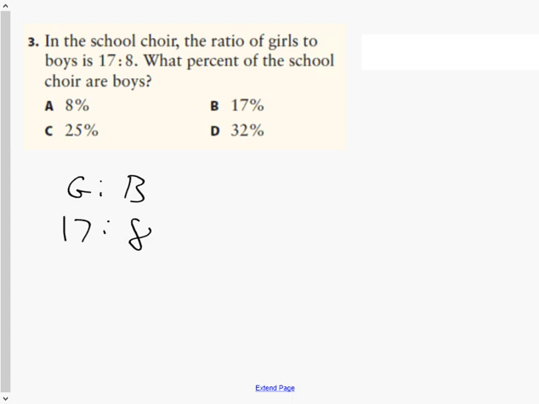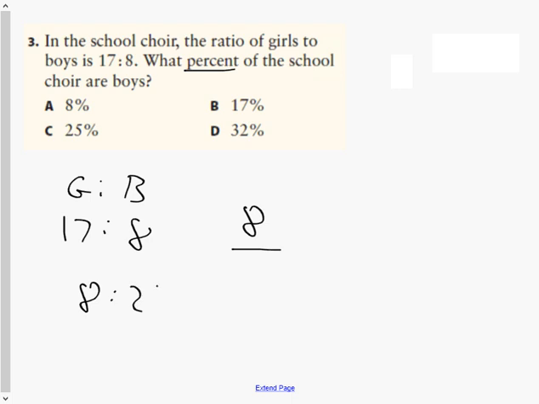It's a part-to-part ratio. And since the question is asking us what percent, those of us who are very familiar with this are going, you can't make percents from part-to-part ratios. But it says what percent of the school is boys? So there's 8 boys in the school choir, how many total students, or what's the total number in terms of combined terms that would be expressing all of it in that choir?